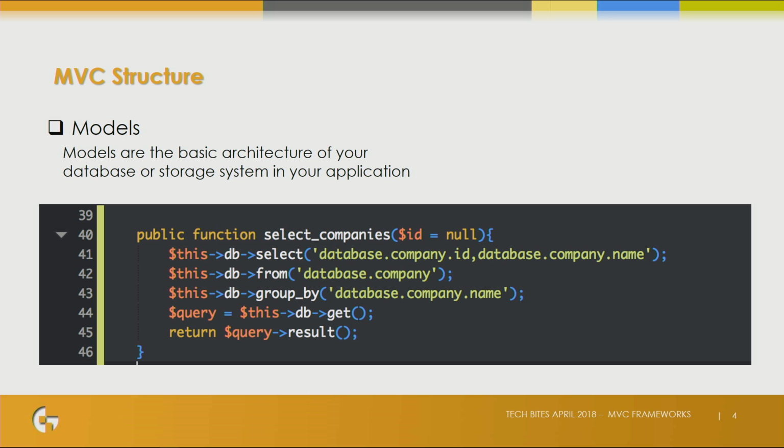And right here, we're actually selecting with a query. It's saying select from the database the company table, the ID, and again select the name, from the actual table, and then grouping by the name. And then we return all the results back to whoever is calling this function.